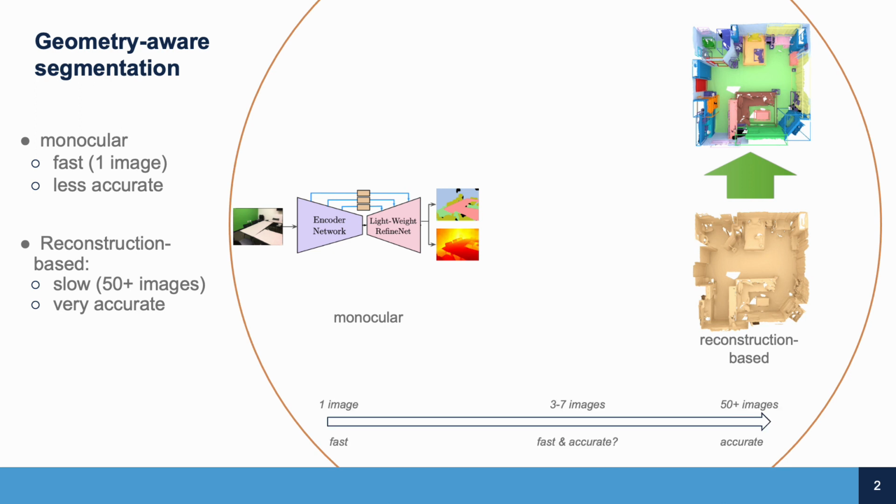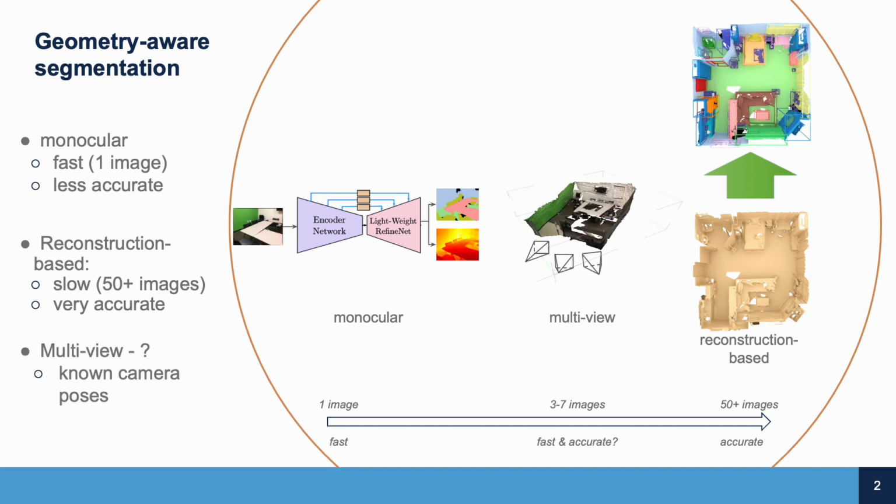This creates a whole spectrum of potential methods operating in the middle ground, for example on just a few 3 to 7 images. That is a common scenario for multi-view stereo methods that perform depth estimation and reconstruction. However, there are not many recognition methods that operate in this space. Our goal is to bridge this gap by introducing a method based on the multi-view stereo paradigm.